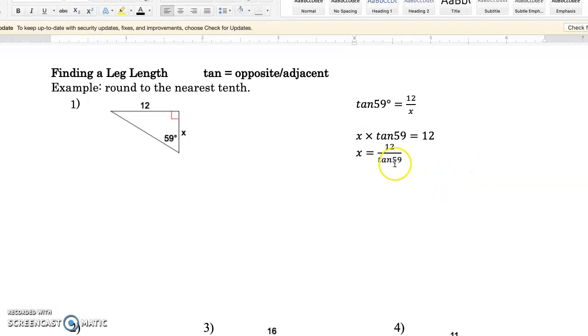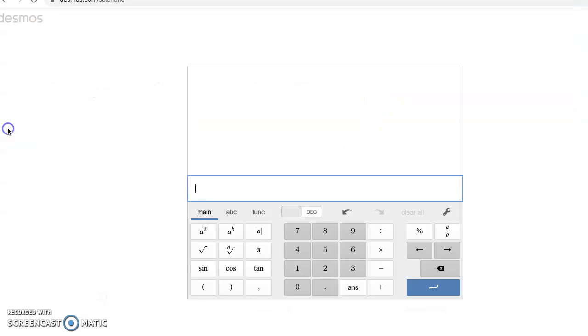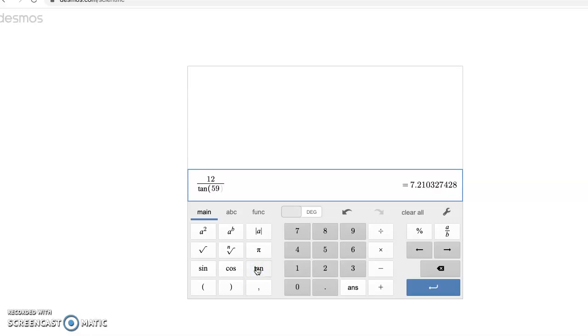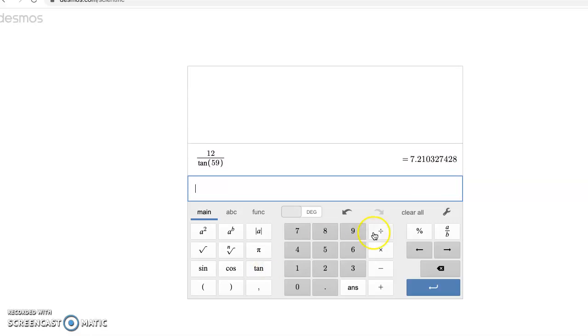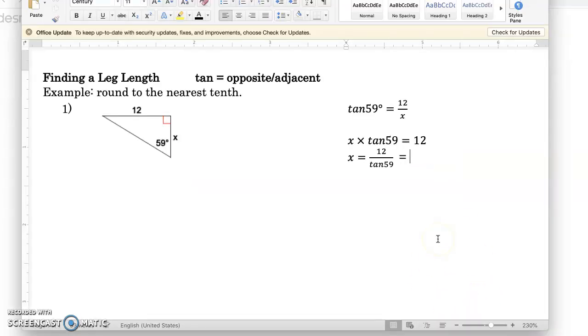Now in your calculator, this is what you're going to plug in. You're going to say 12 divided by the tangent of 59 and hit enter. We are only rounding to the tenths place, so in this example, we're just rounding off to 7.2, and 7.2 displays the missing side length of X. So one of the sides in this triangle is 12, the other is roughly 7.2.